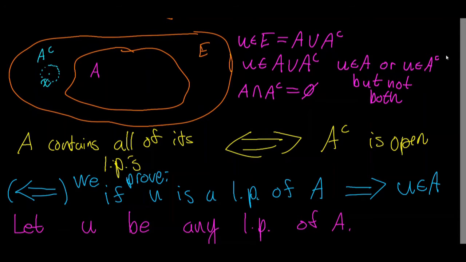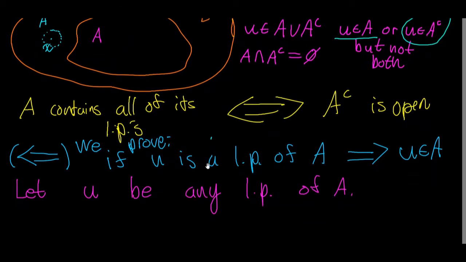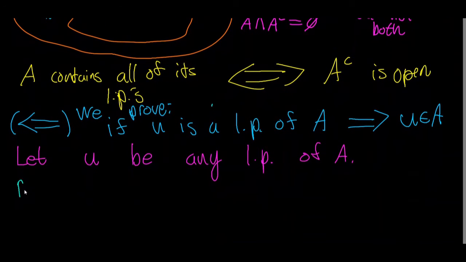But look at what this allows us to do. This allows us to focus our proof on ruling out the possibility that U is in the complement of A. And if we're able to show that U can't possibly be in the complement of A, then the only other possibility is that U must be in A. So our new goal is to prove that U is not in the complement of A.